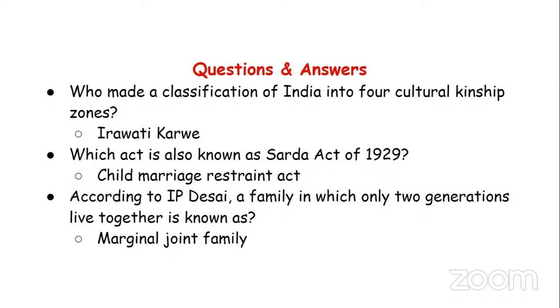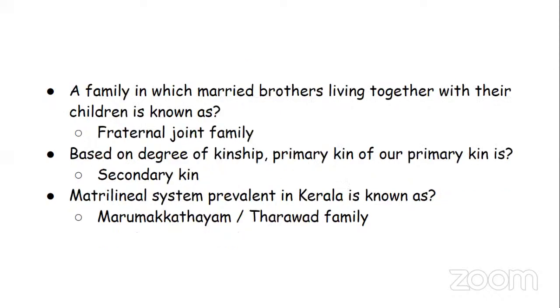Then, next question. According to I.P. Desai, a family in which only 2 generations live together is known as a marginal joint family. Then, a family in which married brothers live together with their children is known as a fraternal joint family. Then, based on degree of kinship, the primary kin of our primary kin is our secondary kin. Isn't it? Then, the matrilineal system which was prevalent in Kerala is known as Marumakkathayam or Taravada family.